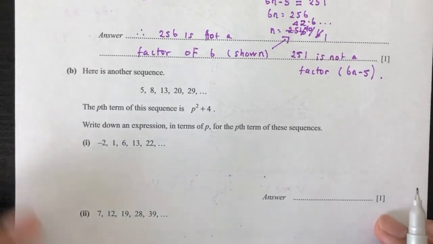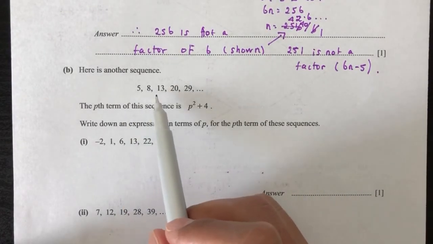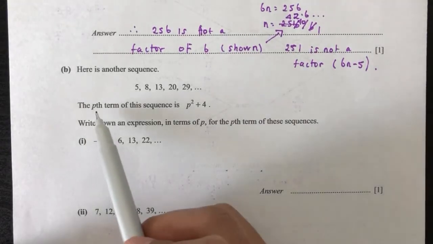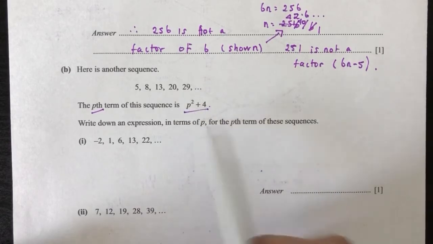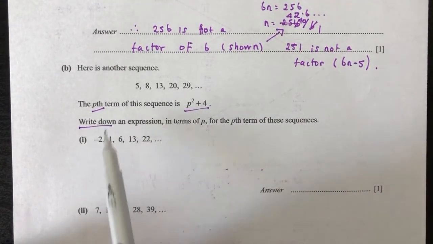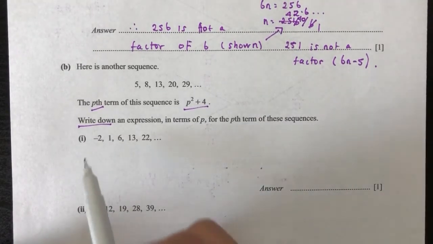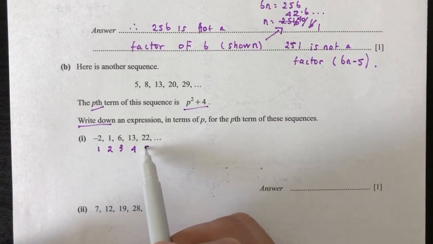Now moving on to part B. Here is another sequence. So we have 5, 8, 13, 20, 29. Now it says the pth term is this. So this is the pth term. So you have to use this to write down this one. So we observe, this is term number 1, term number 2, 3, 4, and 5.